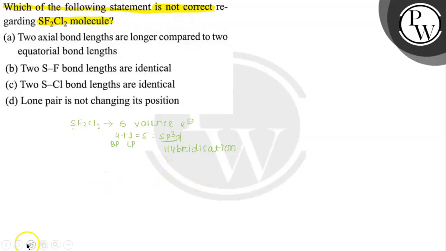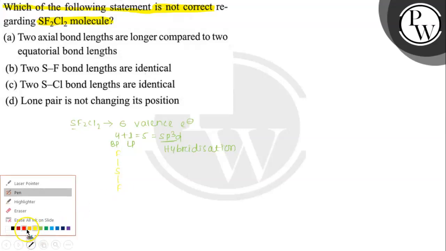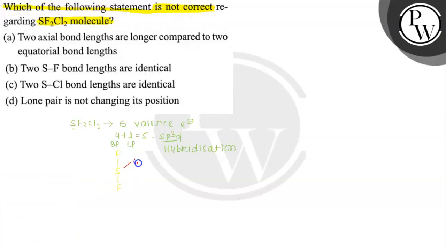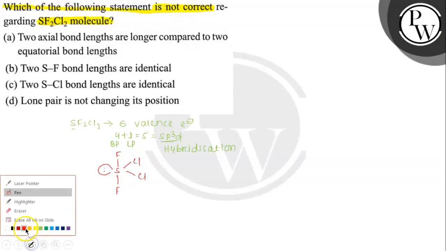Now we'll draw the structure. The structure will be: fluorine are at axial positions and chlorine are at equatorial positions. This is sulfur, fluorine at axial and chlorine at equatorial. So this is the structure of SF2Cl2. Now we'll see all the options, which is correct or incorrect.